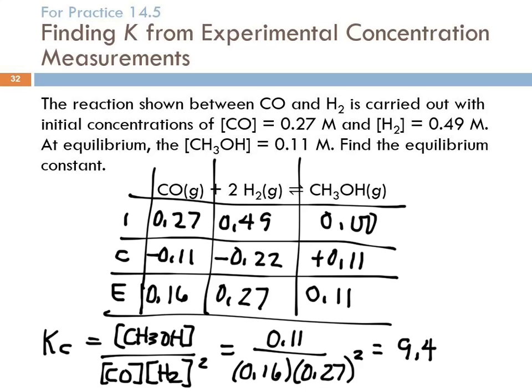Does that reaction favor reactants or products? It's pretty close to 1, isn't it? 9.4. So it favors the products a little bit. And when we look at the equilibrium concentrations, we see that even though we started out with high concentrations of these, the reaction did go in the forward direction. And now we have significant concentrations of everything.